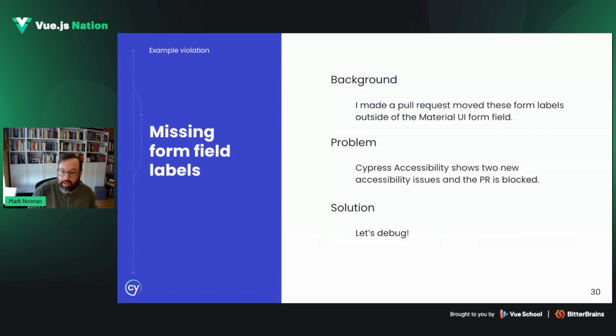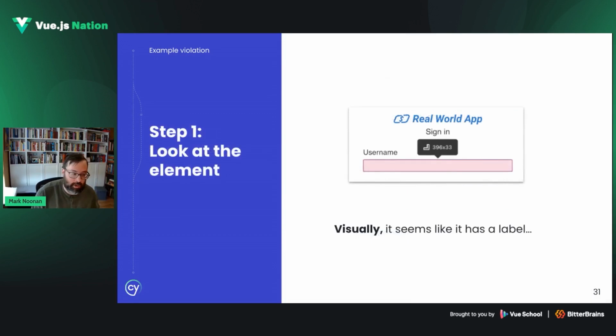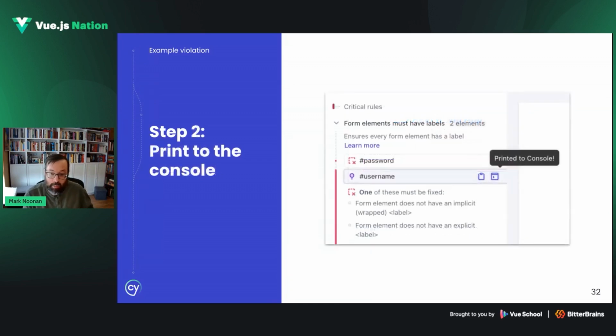They look like they have labels. I might have made a pull request to just move the labels around. So we're going to understand, how did moving those labels around break accessibility? What does it even matter? Visually, we inspect the element and it looks okay. So what's the report about?